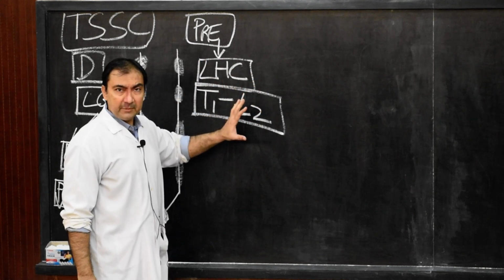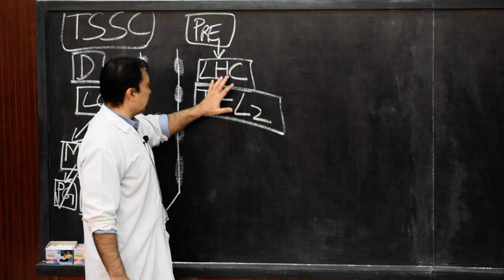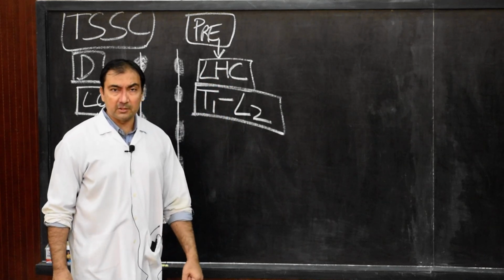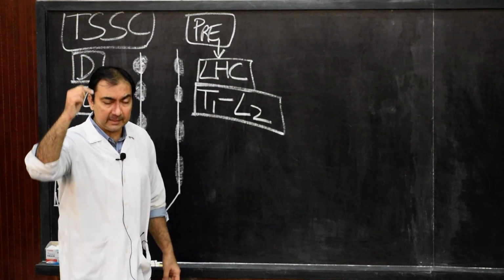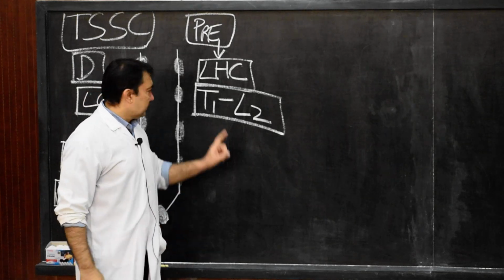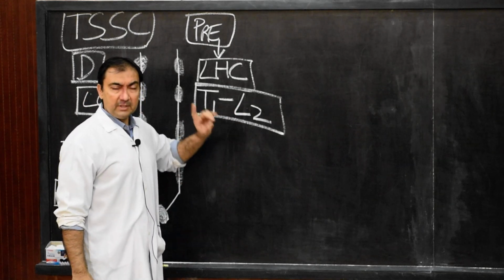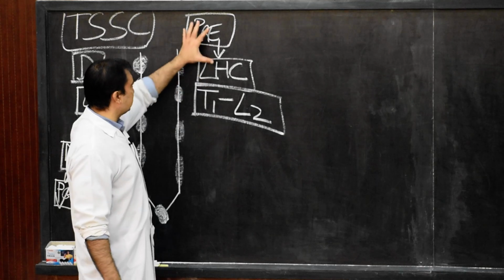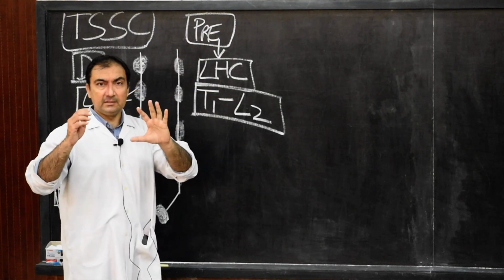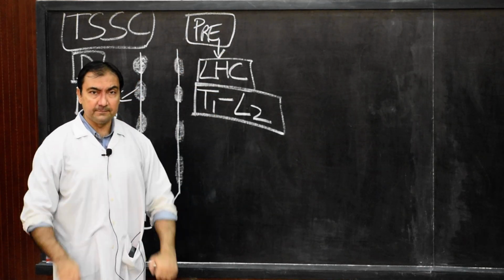This is the basic fundamental. Preganglionic neurons are located in the lateral horn cells of the spinal cord, extending from the first thoracic segment till the lumbar 2 segment, T1 to L2. This is where the preganglionic neurons will begin.